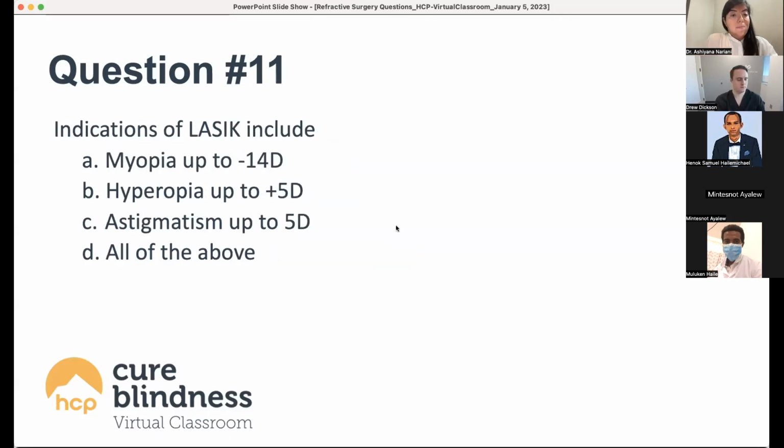Question number 11. Indications of LASIK include A, myopia up to -14 diopters, B, hyperopia up to +5 diopters, C, astigmatism up to 5 diopters, or D, all of the above.